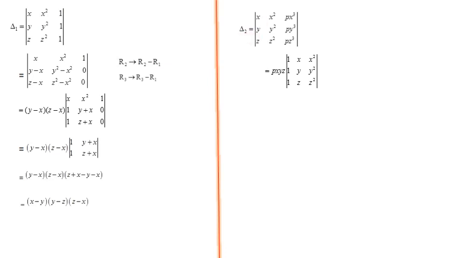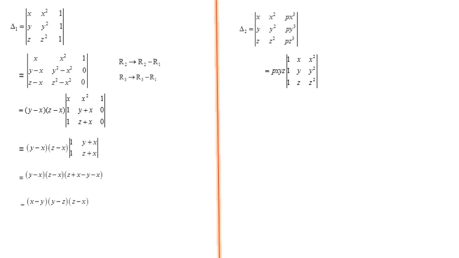Delta 2 is equal to determinant x, x square, px cube, y, y square, py cube, z, z square, pz cube. And when you consider the third column, there is a p outside, that we can take outside, and from the first row there is x common, that we can take. From the second row there is y common, that also we can take, and from the third row there is z common. So x from the first row, y from the second row, and z from the third row. So x, y, z is outside, and p from the third column. So p, x, y, z is outside.